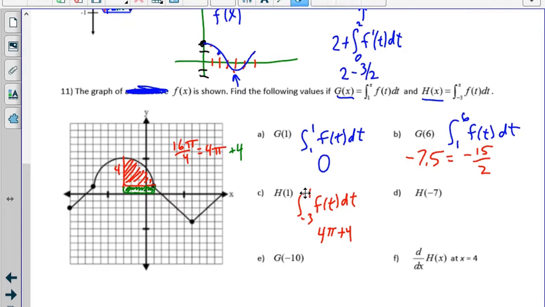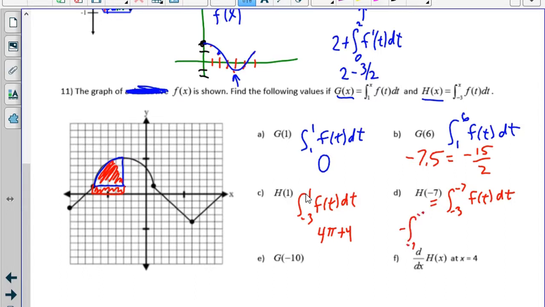If we look at h of negative 7, it appears to be the exact same thing in the other direction. So I have this rectangle and this half circle, and what appears to happen is I have the integral from negative 3 to negative 7 of f of t dt, and that looks like it's going to be 4 pi plus 4. However, we have to be really careful because this is actually the same thing as the opposite of the integral from negative 7 to negative 3 of f of t dt.